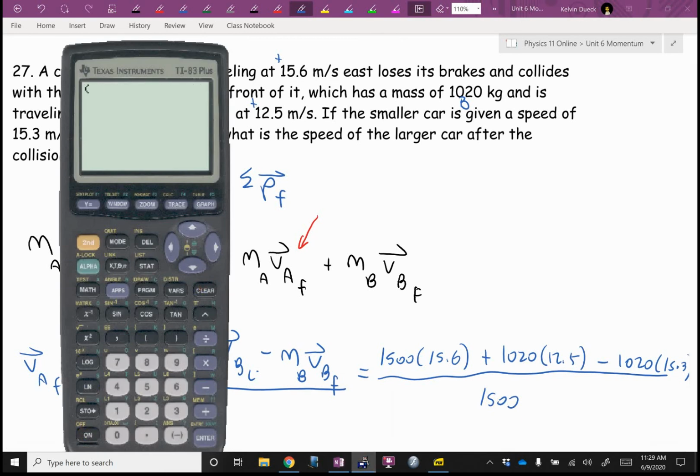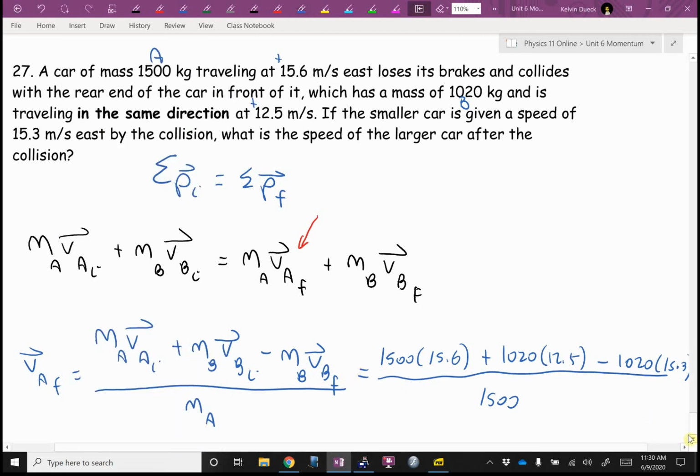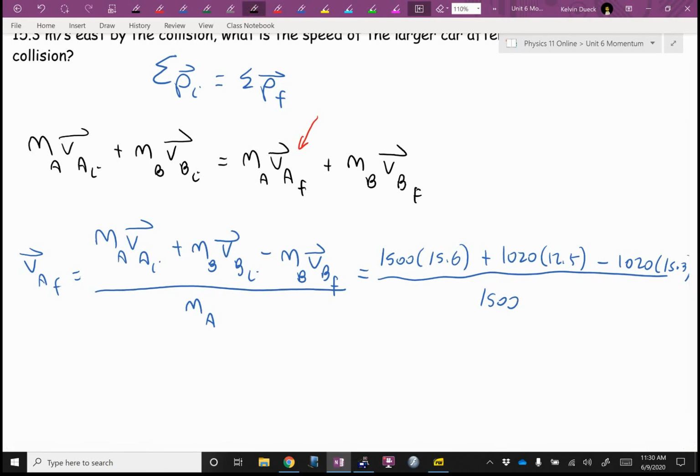Brackets around the top. 1,500 times 15.6 plus 1,020 times 12.5 minus 1,020 times 15.3, close off the top, divided by 1,500, and I get 13.7, let's call that. And I think the direction, since I got a positive answer and east was positive in my question.